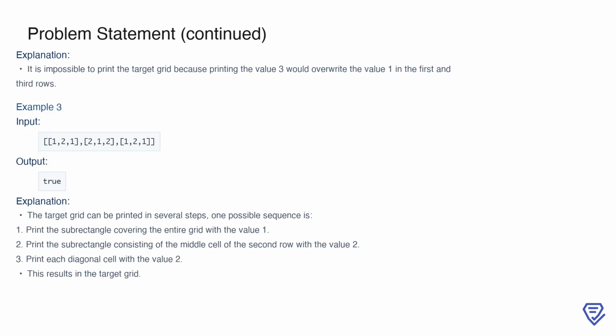However, in a different example like 121, 212, 121, the output is true. One potential way to achieve this grid is to first print the entire grid with the value 1, then print the middle cell of the second row with the value 2, and finally print each diagonal cell with the value 2. This ensures all the values are printed correctly without overwriting anything unintentionally.